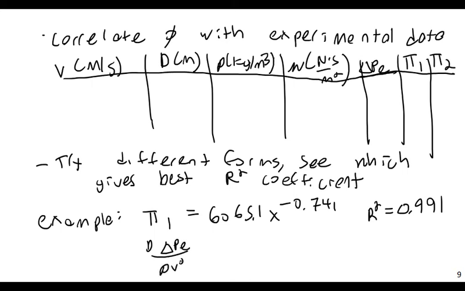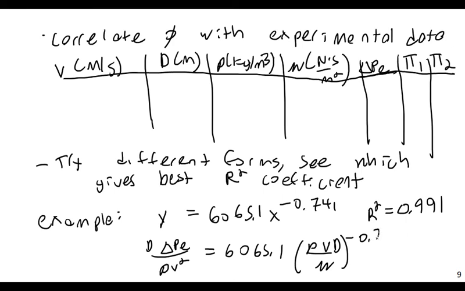So overall, our relationship would collapse down to d delta PL over rho v squared is equal to 6065.1 times, translating the Excel form of y equals this x to this back into pi terms, rho vd over mu to the negative 0.741.